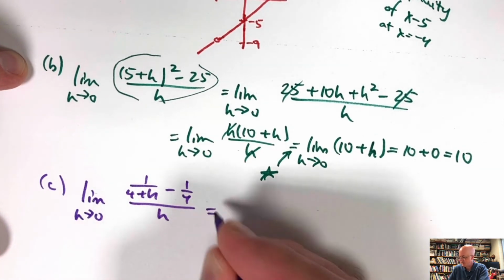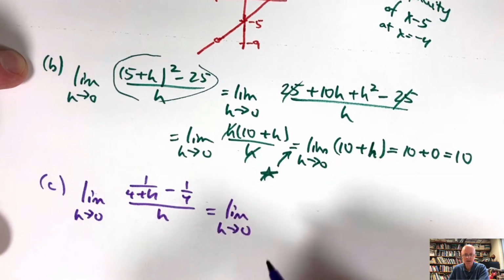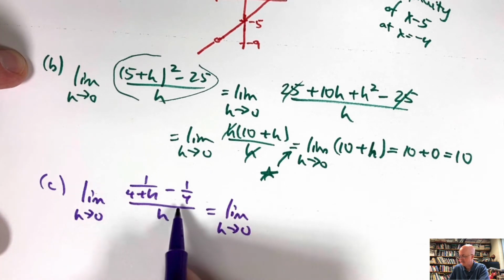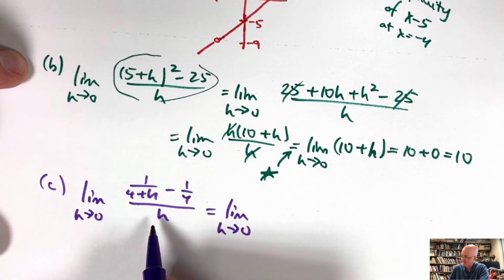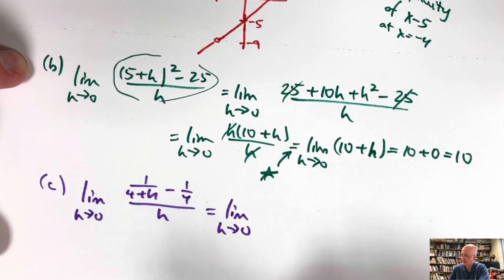There are two things you could do here to simplify it with algebra. You could either subtract these fractions right away by getting a common denominator of 4 times 4 plus h, and then divide all that by h, same as multiplying by 1 over h.